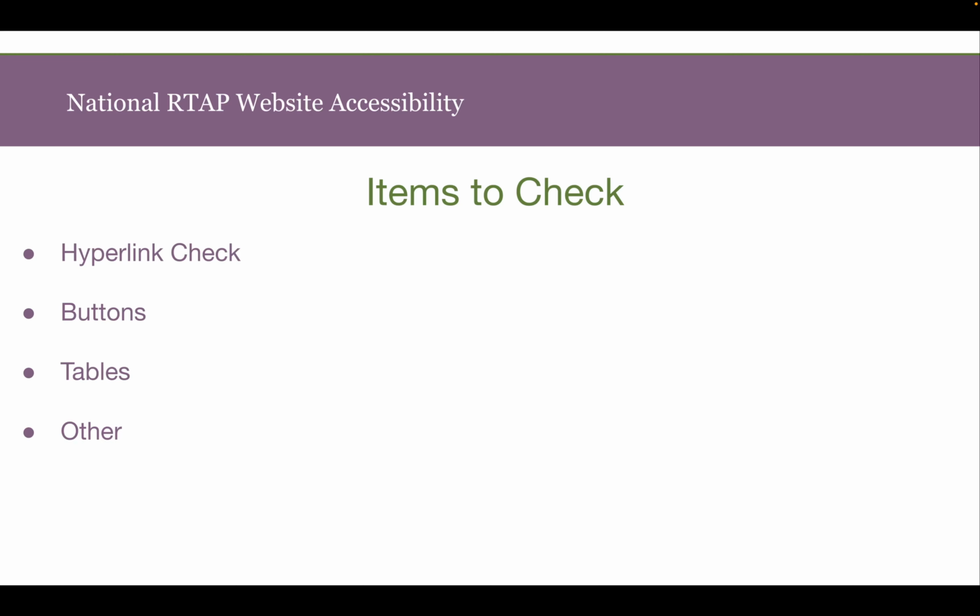As you're going through your website and checking the accessibility standards, you want to ensure you're checking all items. Now these could be items like hyperlinks, buttons, tables, and any other area where color is used in conjunction with navigation.